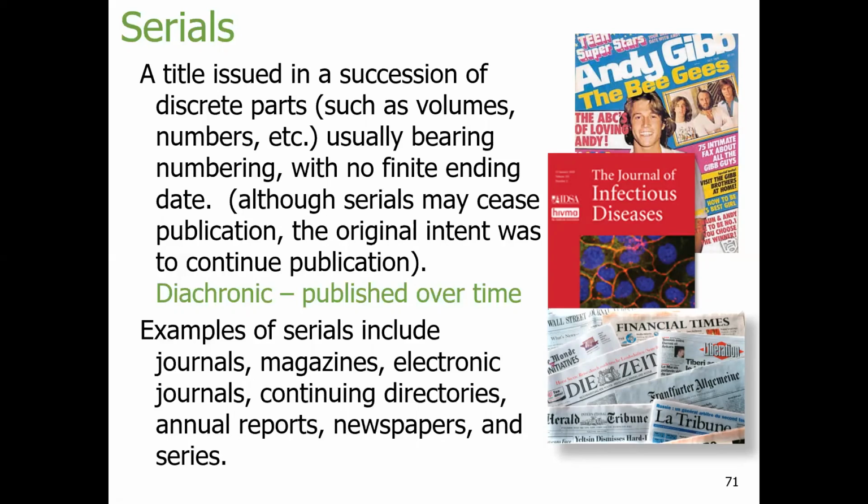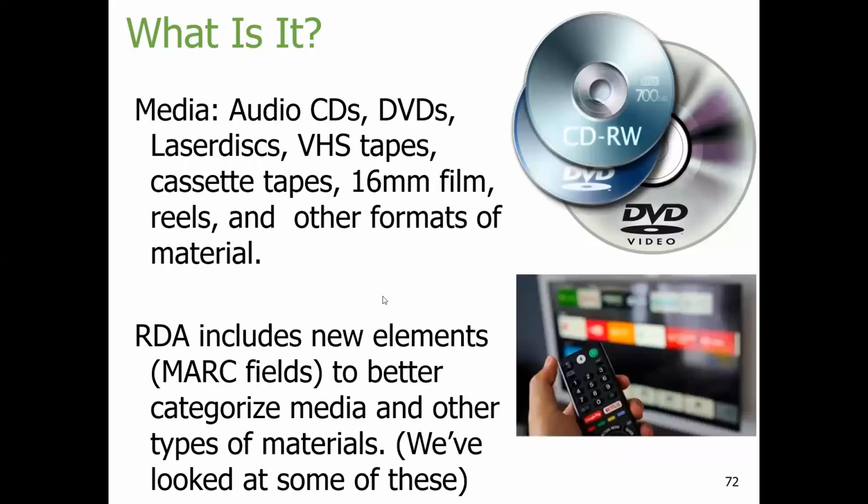They're diachronic, meaning they're published over time. And these are really easy examples of serials that I've given you here. The title stays the same from issue to issue. They have volume numbering, all that kind of thing. In part 2, we're really going to dig into some of the things that are a little bit more confusing and questionable in terms of what kind of treatment they are.